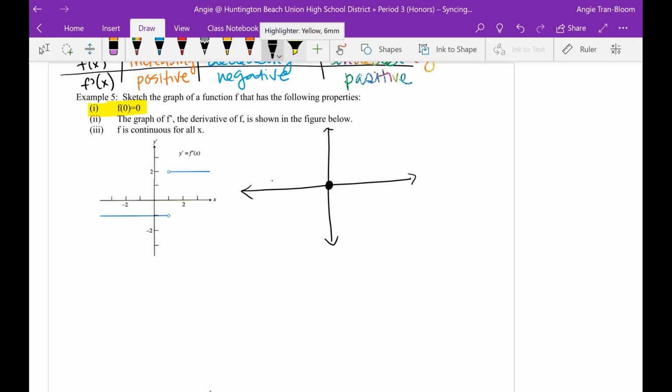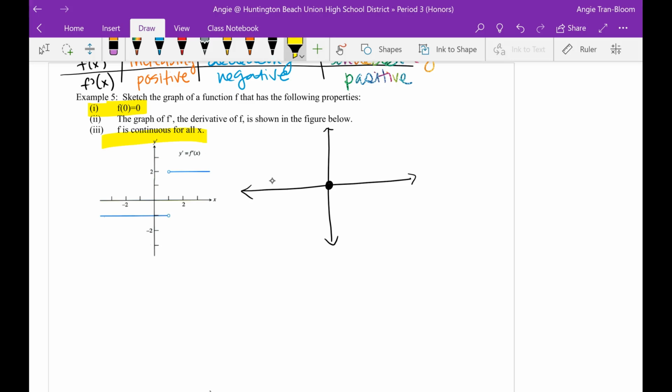2i says the graph of f prime, the derivative of f, is shown below. Oh my. And then 3i says f is continuous for all x. So that means I cannot have any holes or infinite discontinuity or what else are we thinking about? Jumps, anything like that, okay? So I'm going to use f prime to finish up the rest of my graphing.